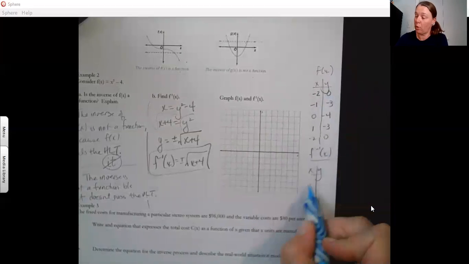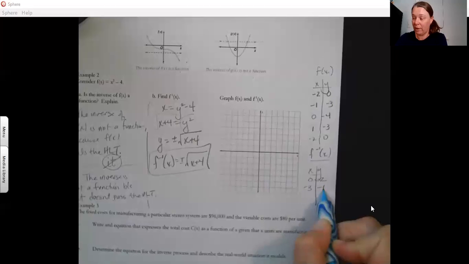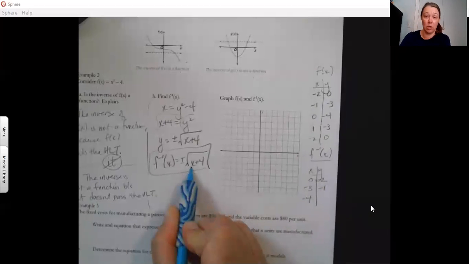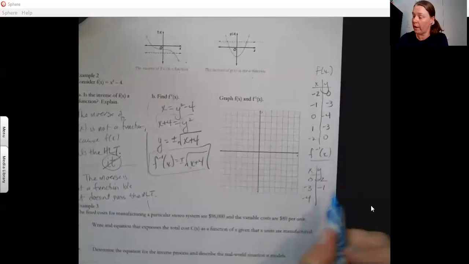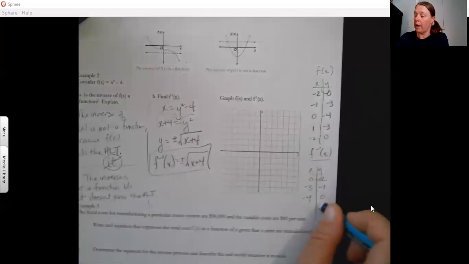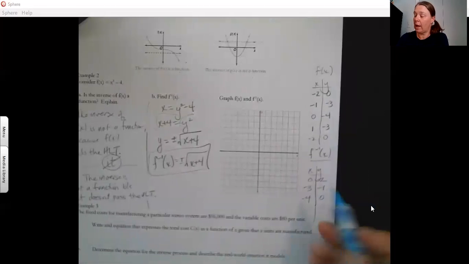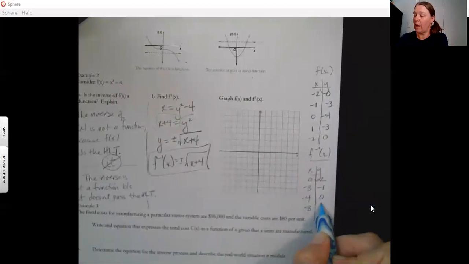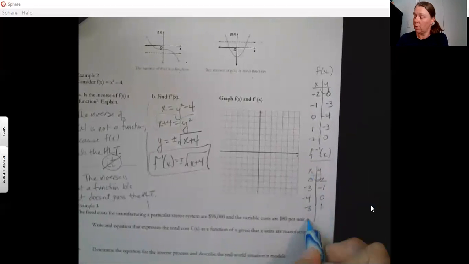So I'm going to take all of these points and I'm just going to flip them around. I find that for graphing the inverse, I could do it off the equation, totally could do it off the equation if I have the equation. If you don't have the equation, then it's helpful to just look at your table. Oops, this is wrong.